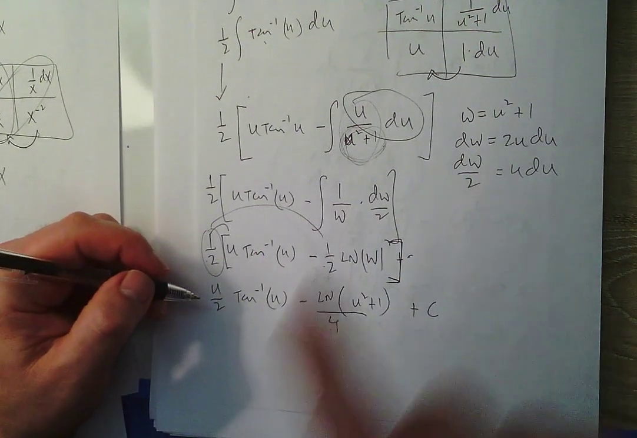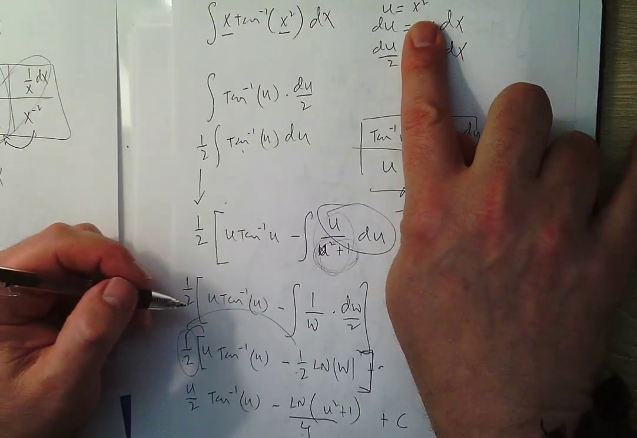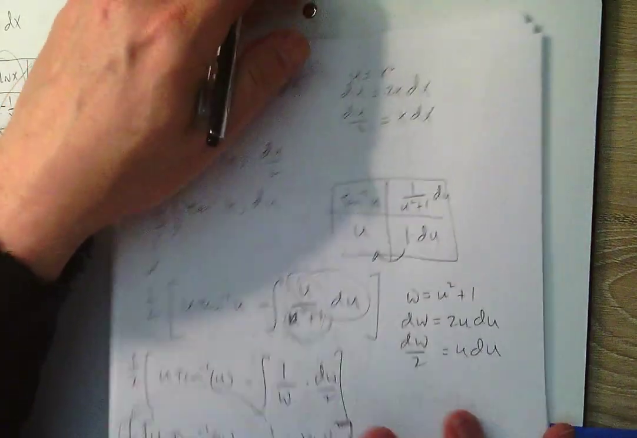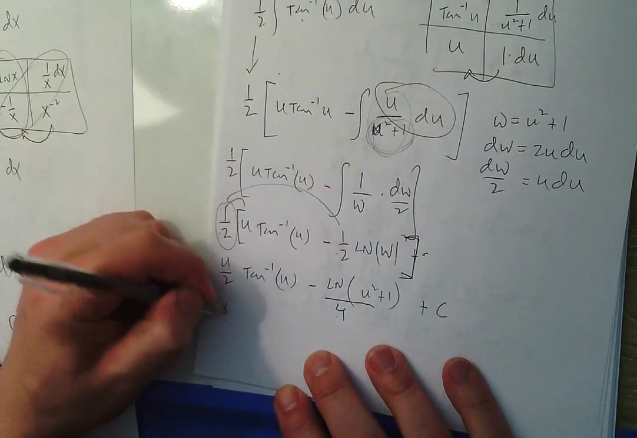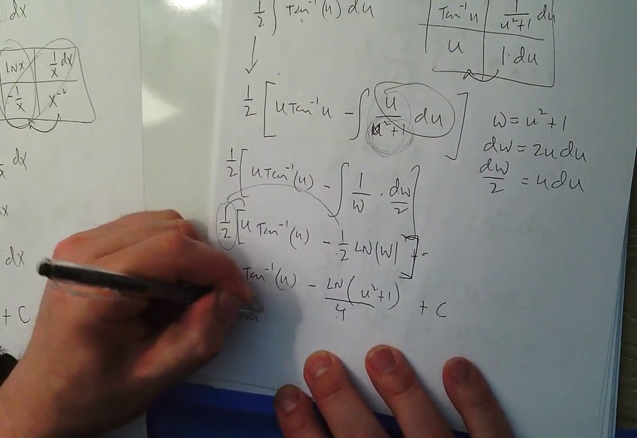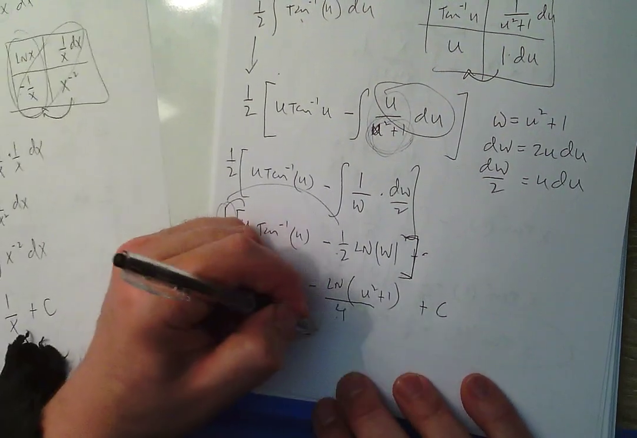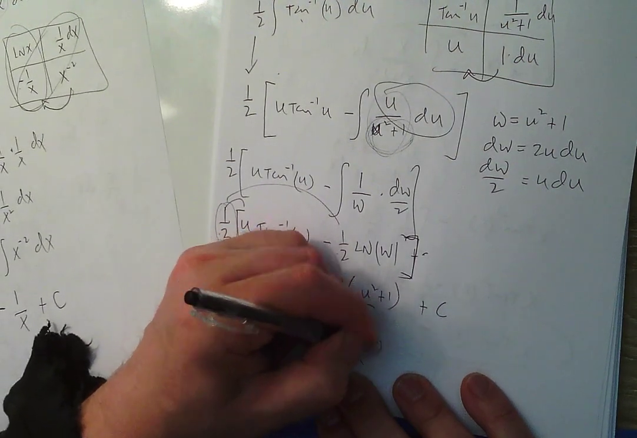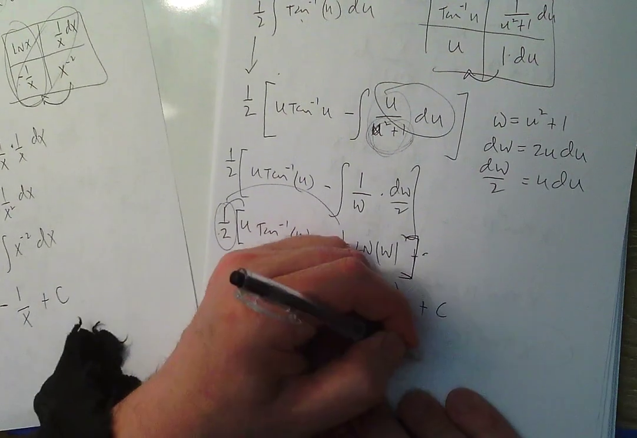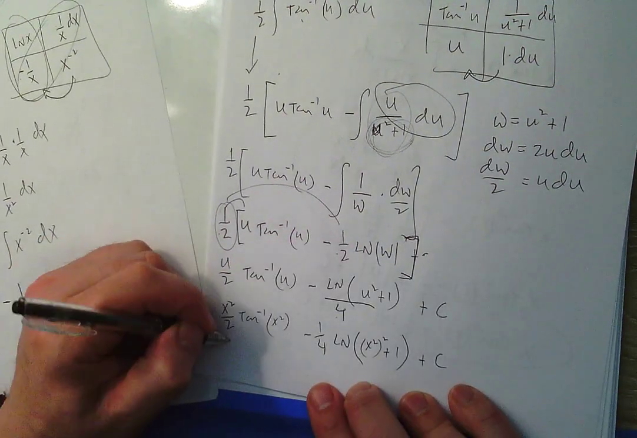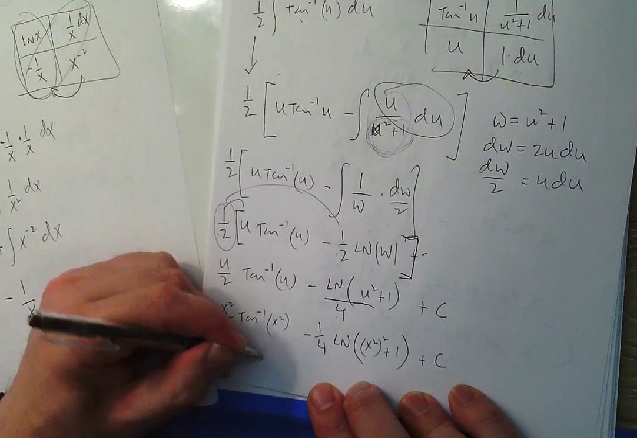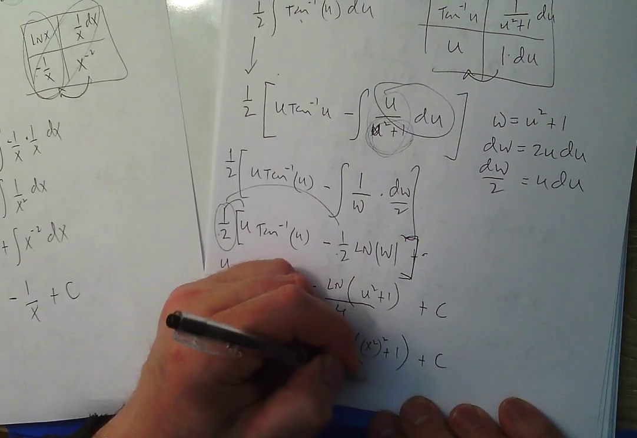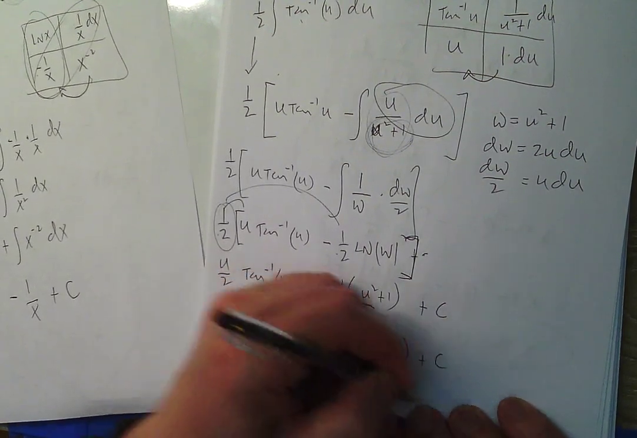And then finally, we had that other u sub back up at the top where we said u was equal to x squared. So every place we see a u in this problem, we have to replace it with an x squared. So I've got x squared over 2 tangent inverse of x squared minus 1/4 ln of x squared squared plus 1, plus c. Some people write that as x squared over 2 tangent inverse of x squared minus 1/4 ln of x to the 4th plus 1, plus c.